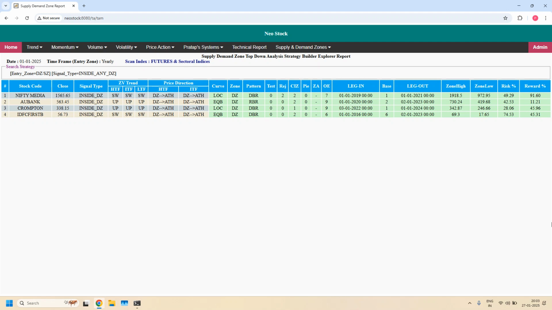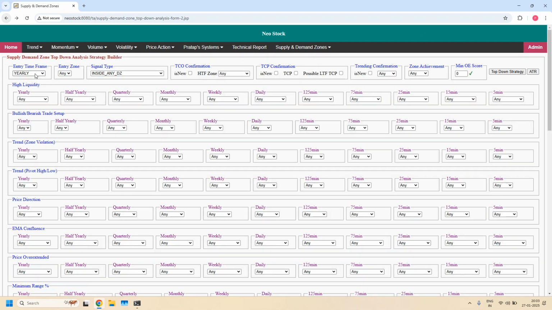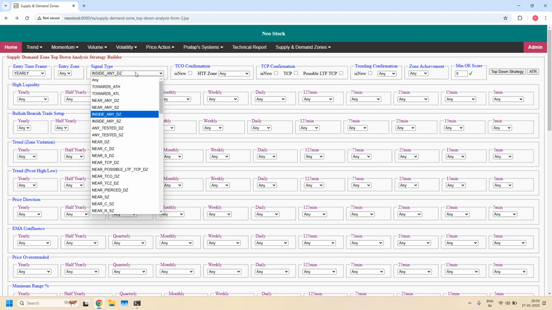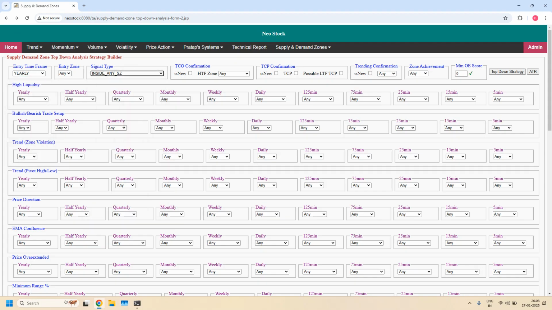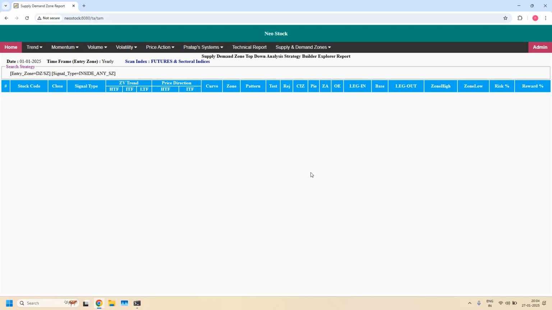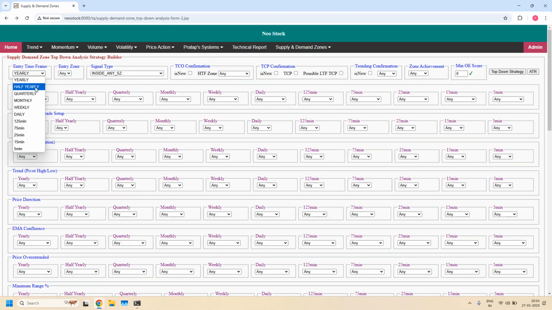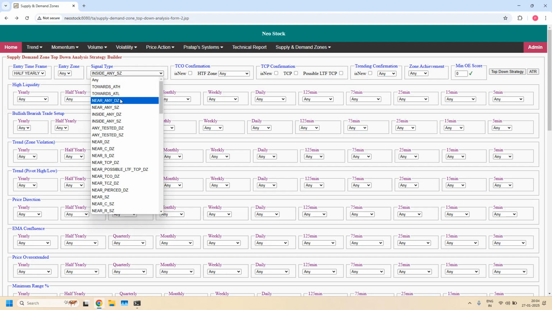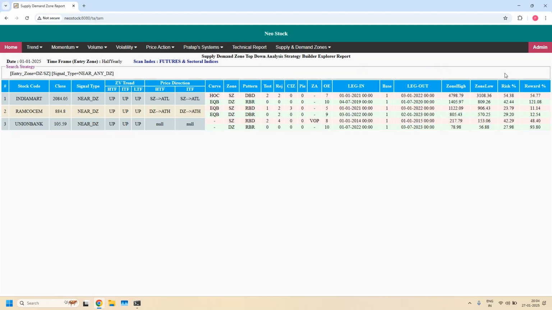Okay, now let's get into the next report. For yearly time frame, price closed inside the yearly supply zone. No stocks are available. Next time frame is half yearly. Stocks near half yearly demand zone, 3 stocks are filtered.